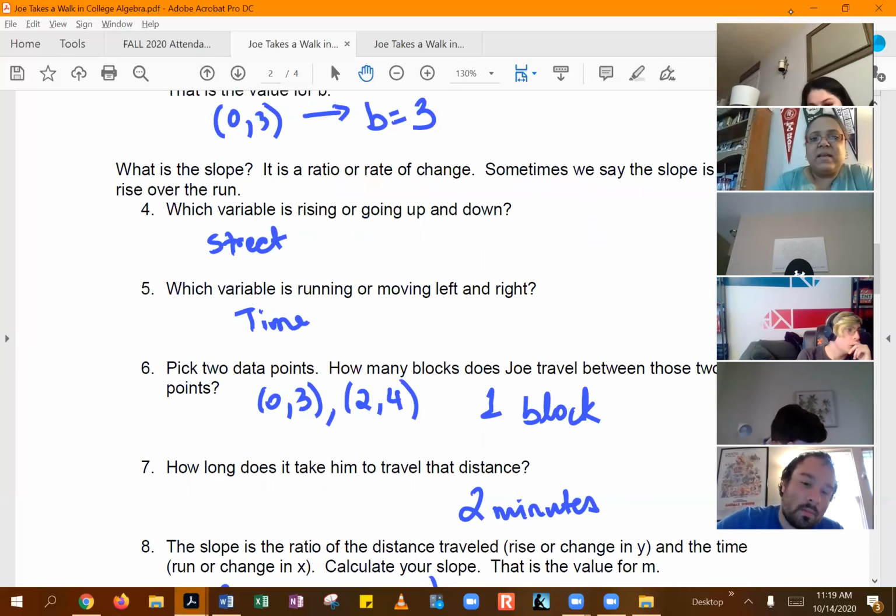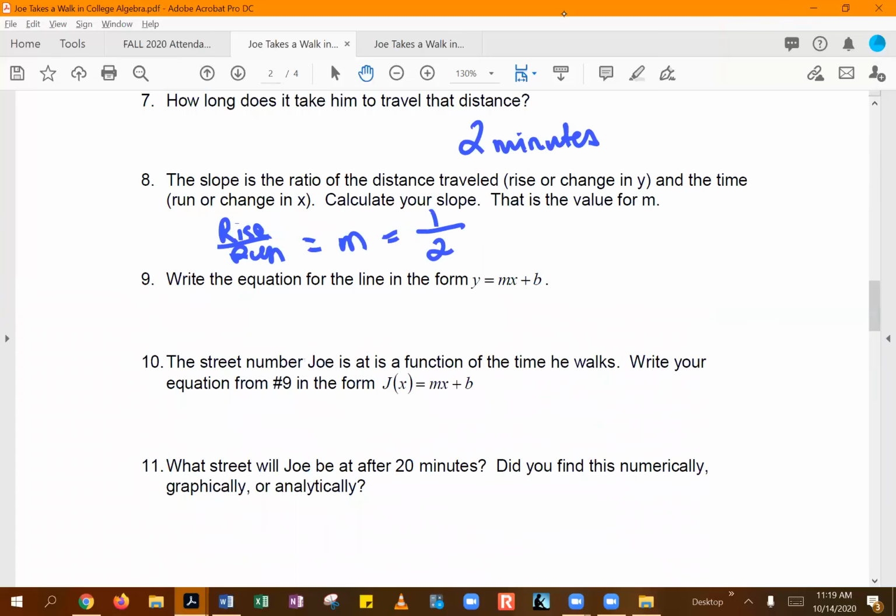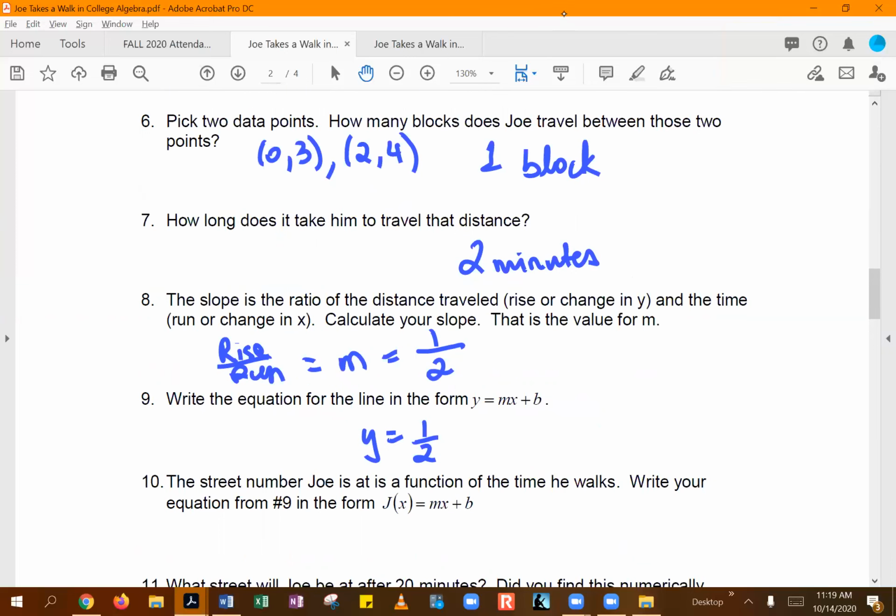And then using this idea that the starting point was at the 3rd street, his rate of change, or how fast he's walking, if you look at this with the units, we're basically saying he is walking 1 block in 2 minutes. So if you look at this as a rate, his rate is half a block per minute, which makes sense. So he's got 1/2 x plus 3, because that 3 was his starting point.